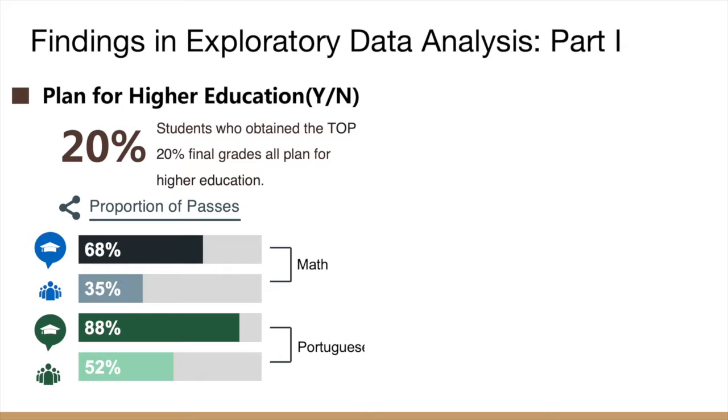And after we converted the numerical final grades into categorical passes or fails, the effect becomes more obvious. So in the math data set, students who do have a pass rate of 68%, whereas students who don't is only 35%. And similarly, in the Portuguese data set, students who do have a pass rate of 88%, whereas students who don't have a pass rate of 52%.